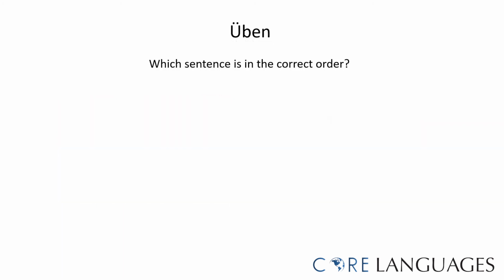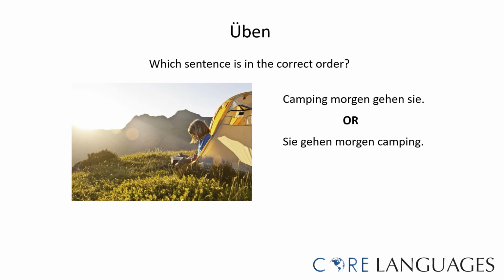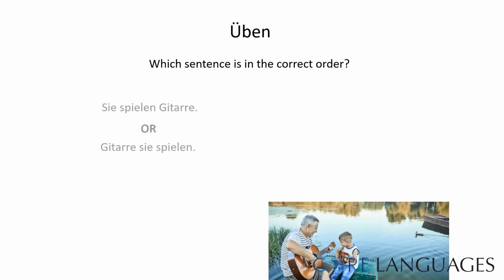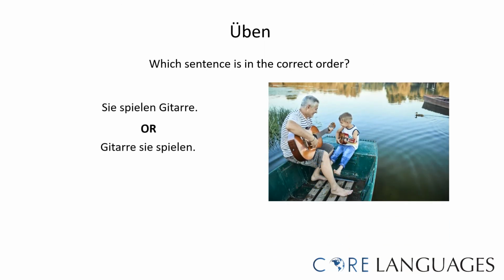Let's practice. Üben. Look at the following two examples and choose the sentence with the correct word order. Camping morgen gehen Sie, or Sie gehen morgen camping. The correct sentence is Sie gehen morgen camping. And how about this example? Sie spielen Gitarre, or Gitarre, Sie spielen. The correct sentence is Sie spielen Gitarre.